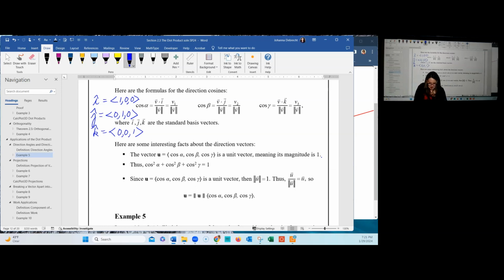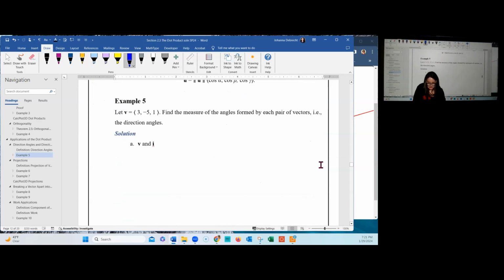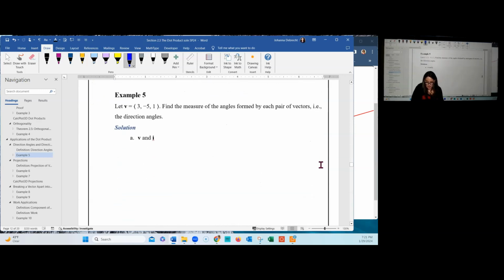All right. Okay, let's take a look at example 5, where we want to find the measures of the angles formed by each pair of vectors. So we're going to start with the direction cosines, and then from the direction cosines, we'll find the actual angle. I'll work through the first one, and then I'll pause the video so you can work through the second two.